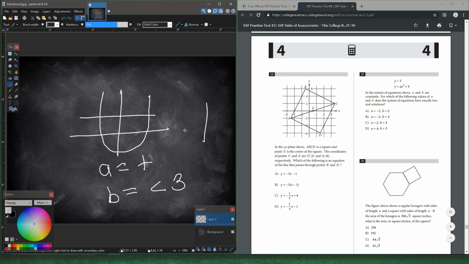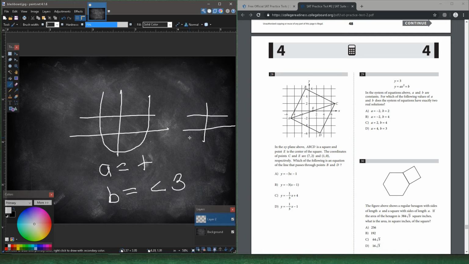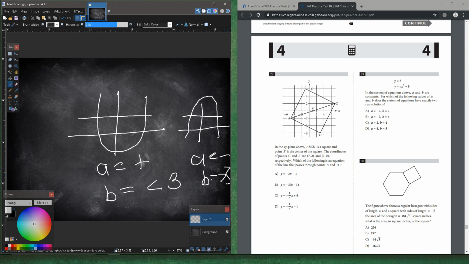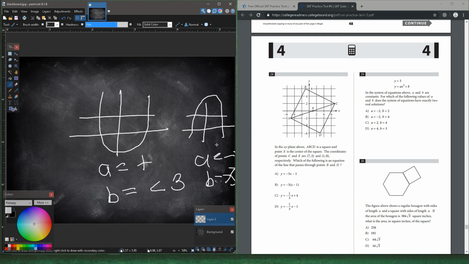So another way to do this is, if this is 3 and this one is above the graph and is going down, then A is negative and B is greater than 3. Sorry, A is greater than 3. Right? So one is A negative, and it's greater than D right here. So the answer is B.